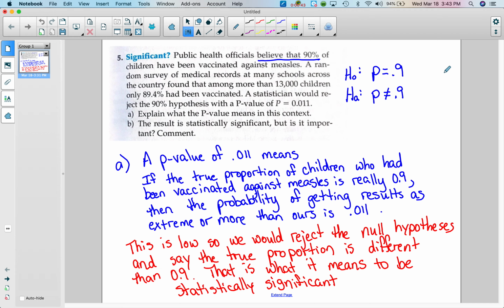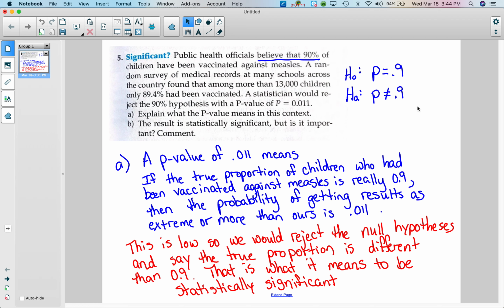So here, if you were doing this problem, you would have made your null hypothesis p equals 0.9, because that's what health officials believe to be true. Now, because the wording of the problem didn't indicate a direction, I chose to write it as a two-sided test. I really don't know exactly how it was set up because we weren't really given that information.